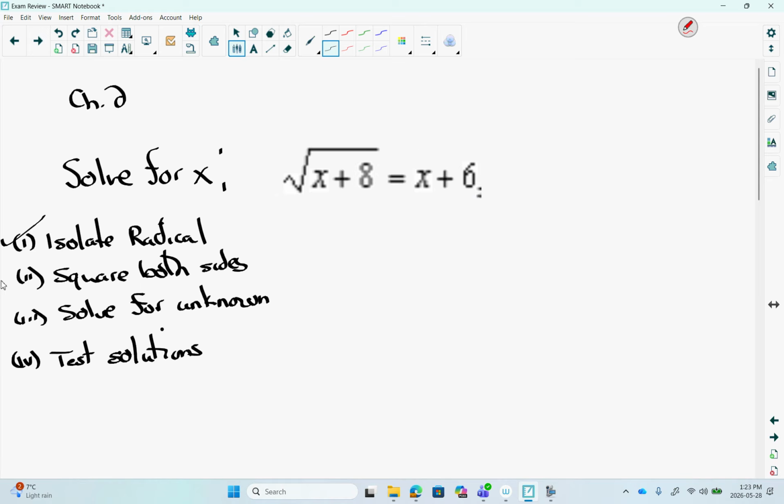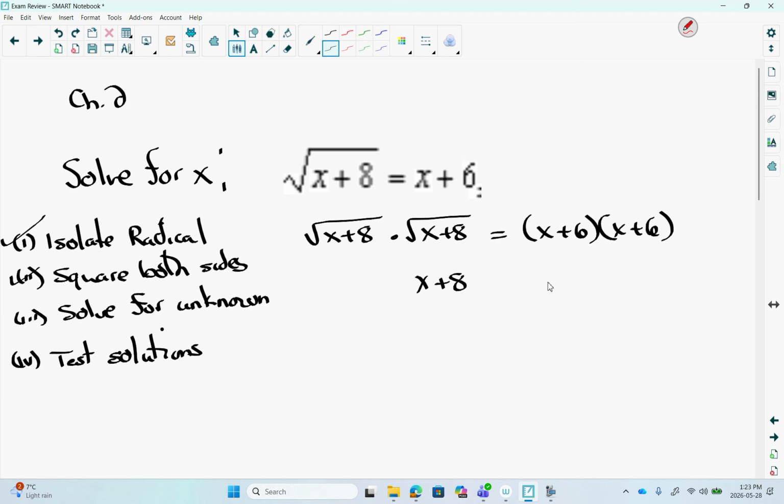Step 2, square both sides. I encourage you in this line to write it like so. Take the radical x plus 8 and multiply it by itself. But also take the right-hand side, x plus 6, and multiply it by itself. Common mistake is people think that x plus 6 squared is just x squared plus 36. It's not. Okay? What does this equal on the left if I multiply radical x plus 8 by radical x plus 8?